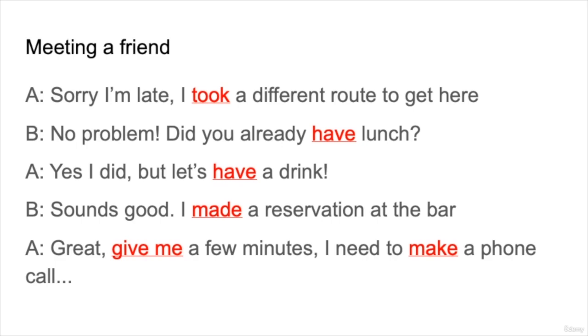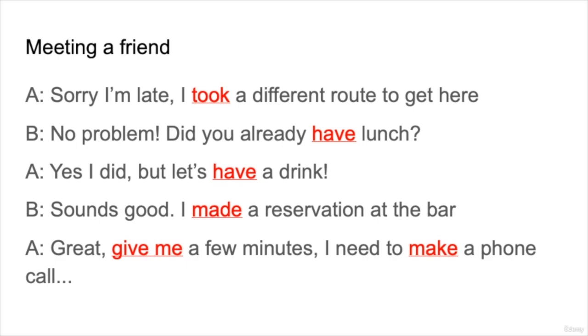"Great, give me a few minutes. I just need to make a phone call." So in the first section, give me a few minutes means let me receive some time. Let me receive a moment. Give me a few minutes. I need to make a phone call. And here, we're really saying creating something. So make a phone call, taking an action. And this is just a very common phrase we use when talking about a phone call.